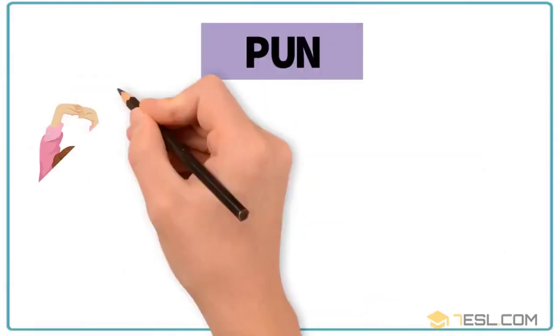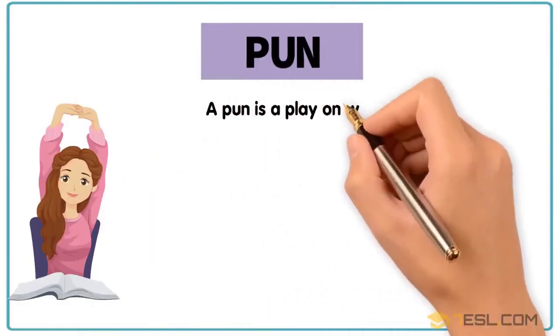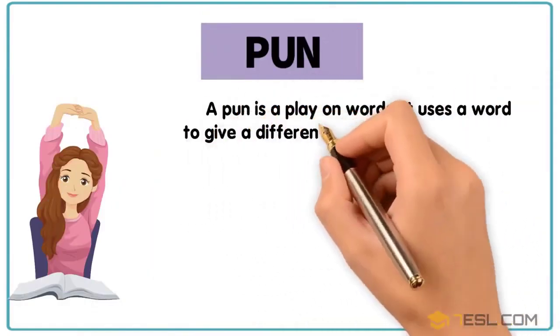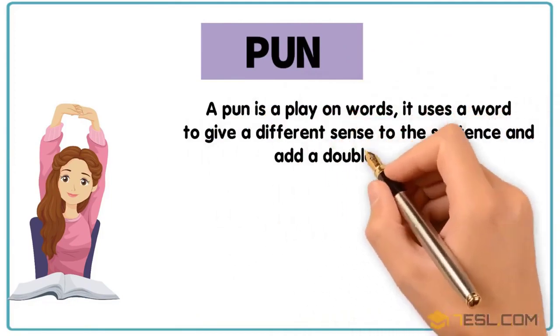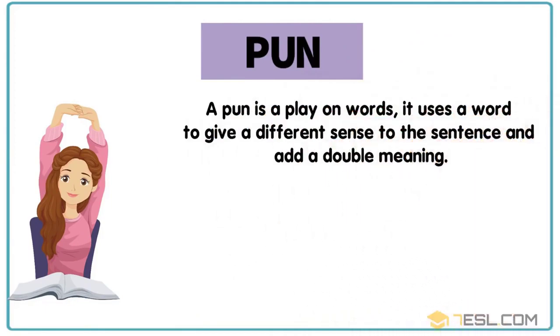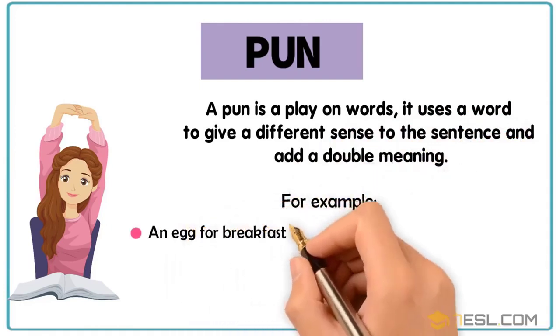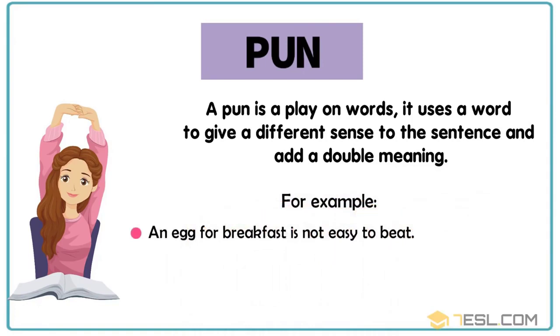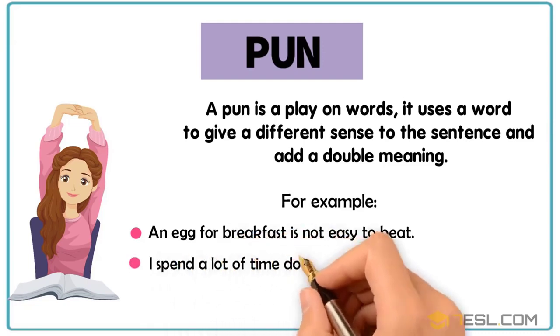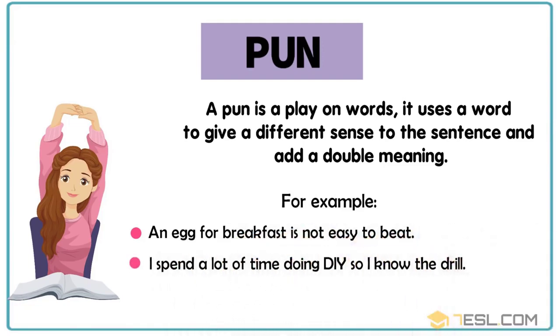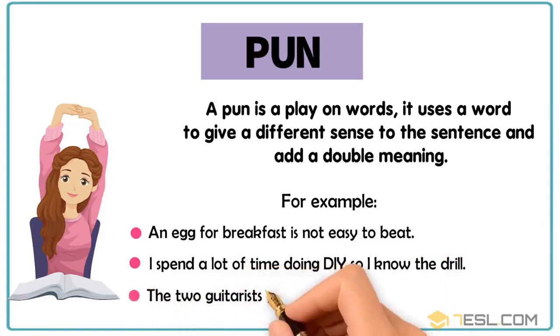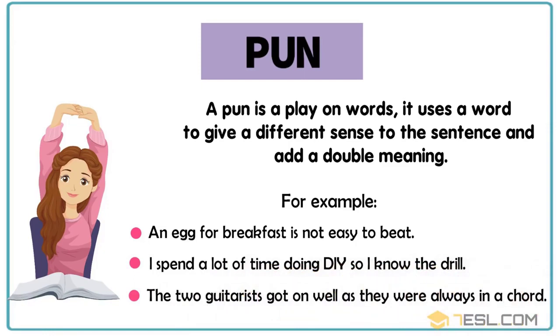Pun. A pun is a play on words. It uses a word to give a different sense to the sentence and add a double meaning. For example, an egg for breakfast is not easy to beat. I spend a lot of time doing do-it-yourself, so I know the drill. The two guitarists got on well, as they were always in accord.